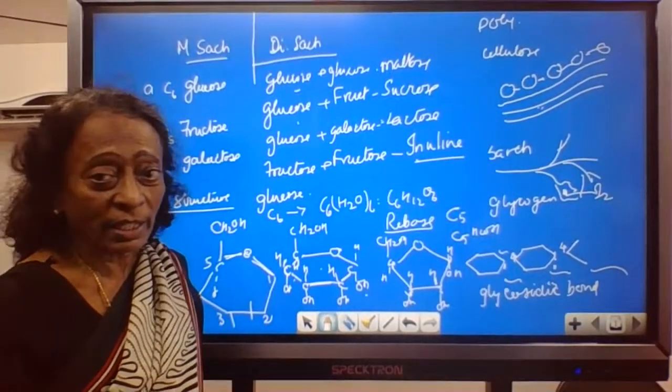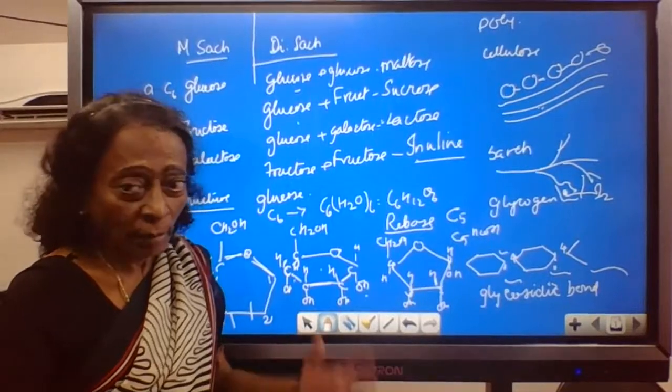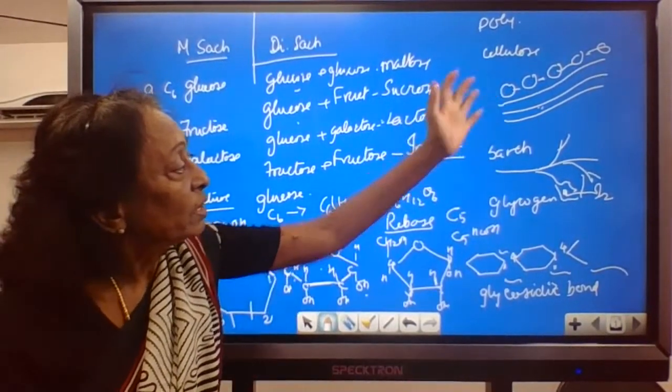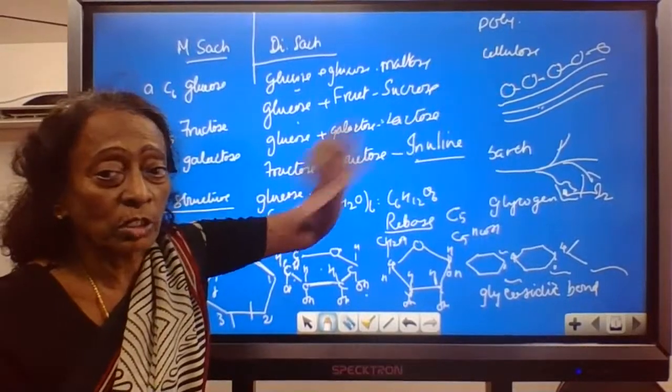Only one answer should be correct in your options. And that will be glucose. Second option is galactose. Third option is inulin. Fourth option is cellulose.